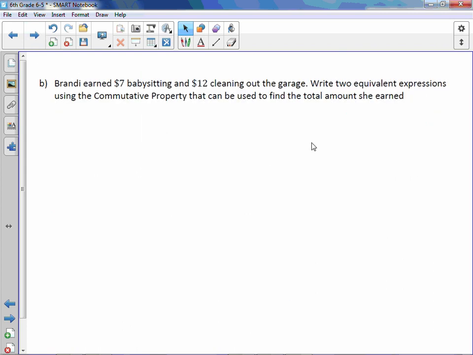Randy earned $7 babysitting and $12 cleaning out the garage. Write 2 equivalent expressions using the commutative property that can be used to find the total amount she earned. Well, to find the total amount, you add them together.